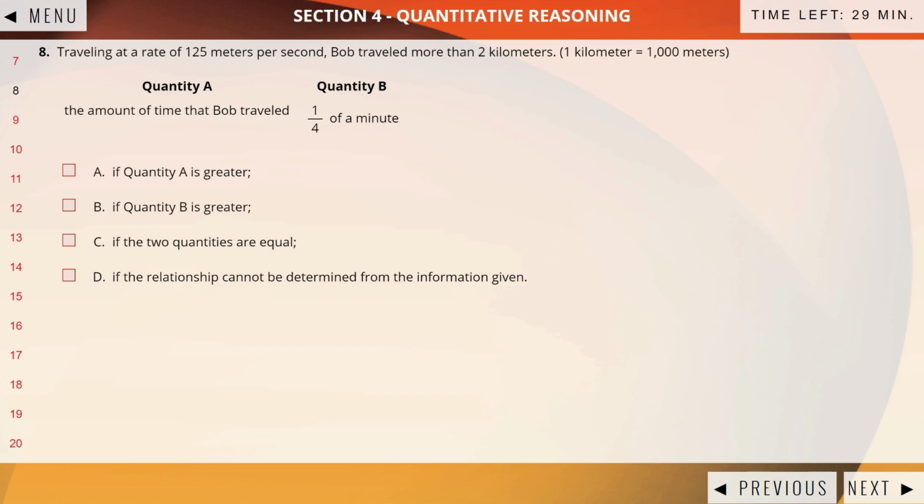Obviously, if you notice, without some of these tricks, I'd be taking a lot longer than I am. Travelling at a rate of 125 meters per second, Bob travelled more than 2 kilometers. Before looking at the quantities, let's work that out.